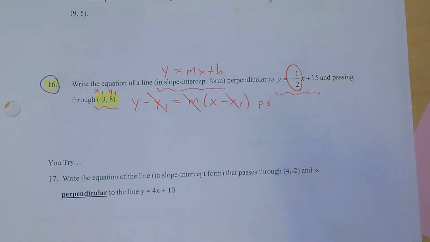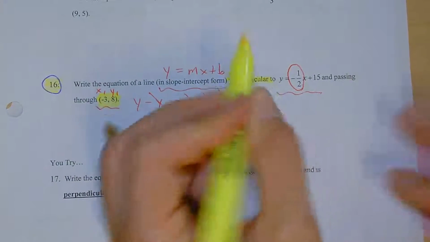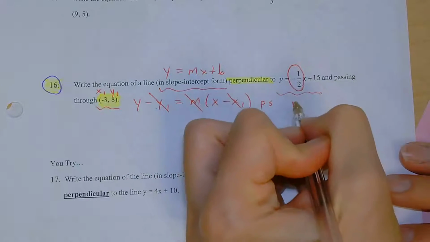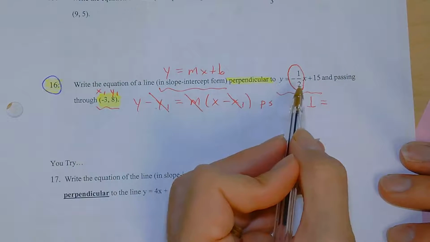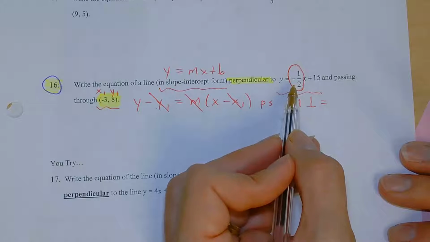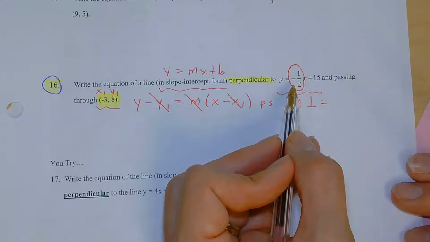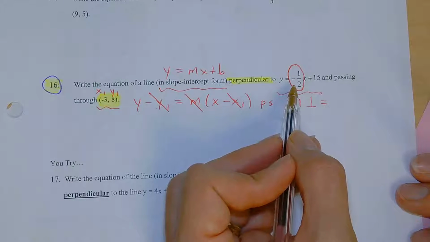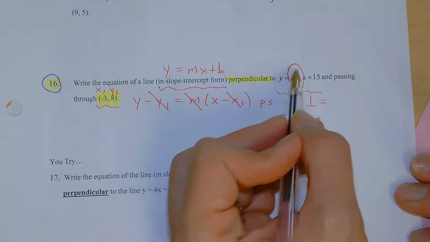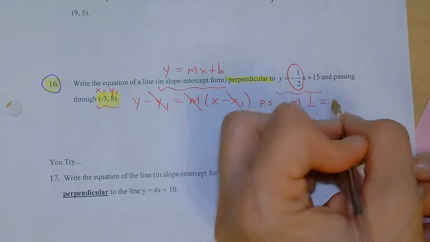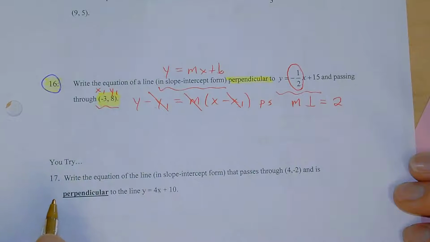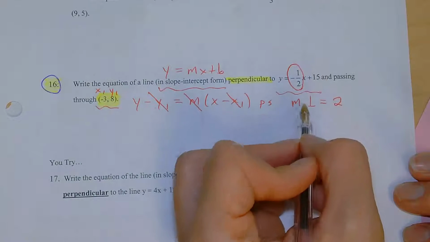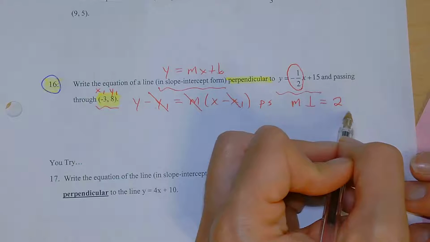But they said that we wanted a line perpendicular. So for the slope of a perpendicular line, I need to take the opposite reciprocal of the original line's slope. I'm going to take that slope, flip it, and change its sign. When I flip this and change its sign, it turns into 2, or 2 over 1 if you want. Again, to get perpendicular, you flip and change the sign.